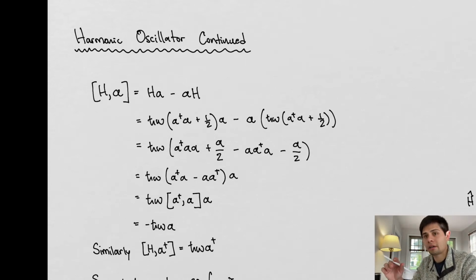So now we're going to be talking about the harmonic oscillator again. We haven't really finished the harmonic oscillator. What I want to do now is look at the Hamiltonian for this harmonic oscillator.